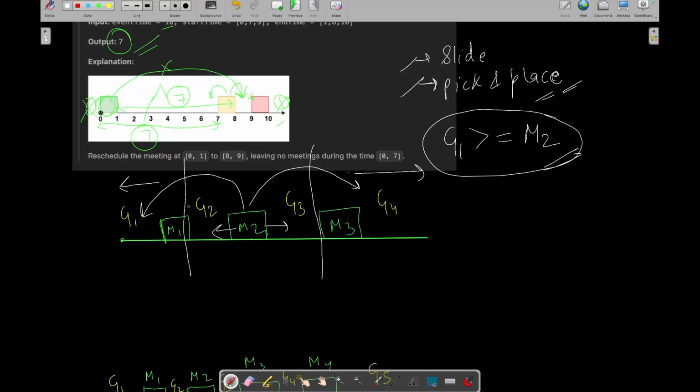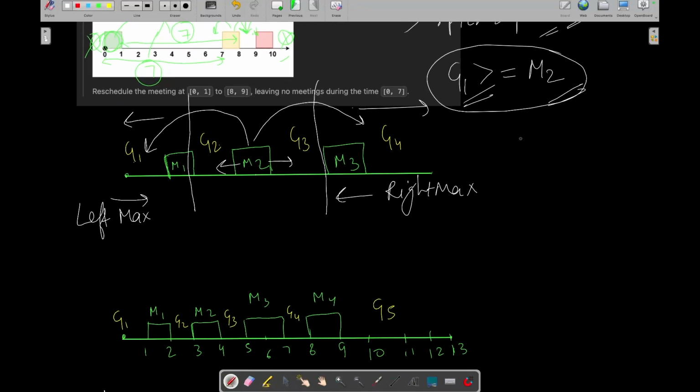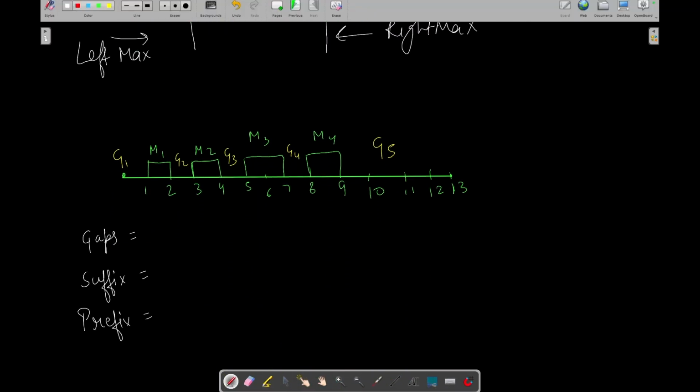when we want to pick and place it to the left or right, first we need to store the left max and the right max, right? Why? Because we need to know which is the longest gap available, and we need to check this condition: can we put our meeting in that gap or not. Okay, so let's see how we will create this left max and right max.